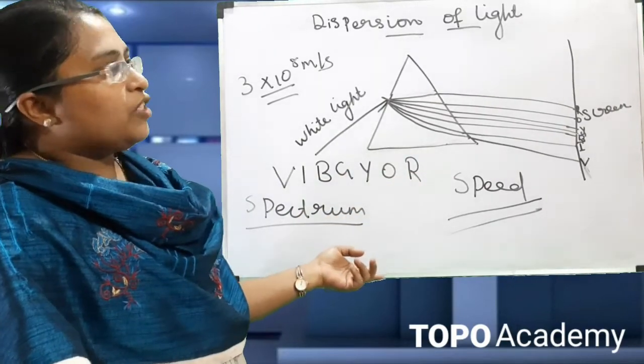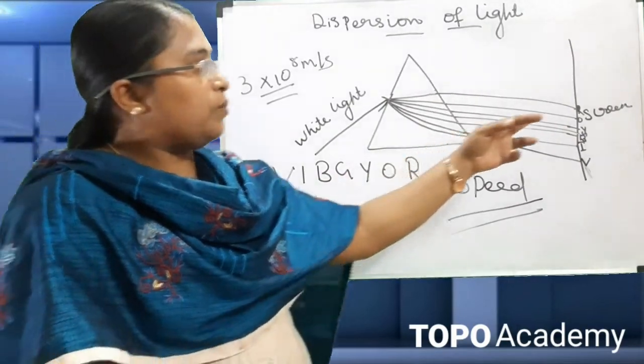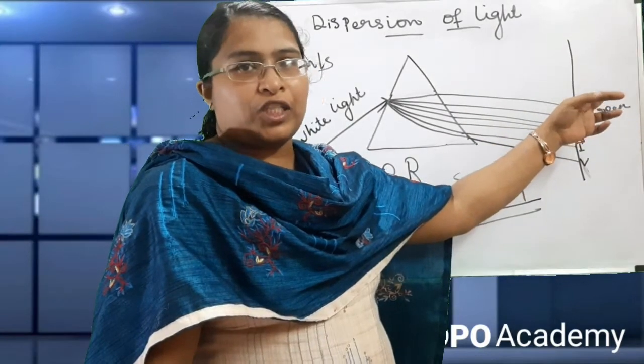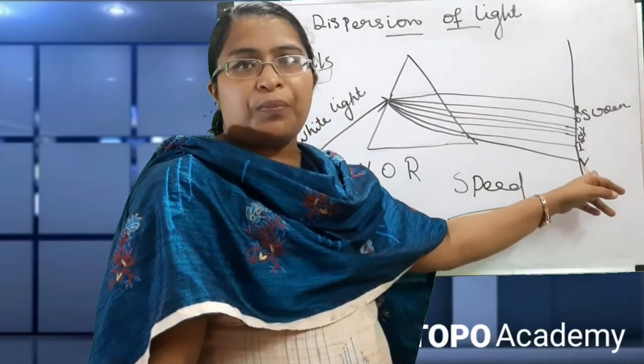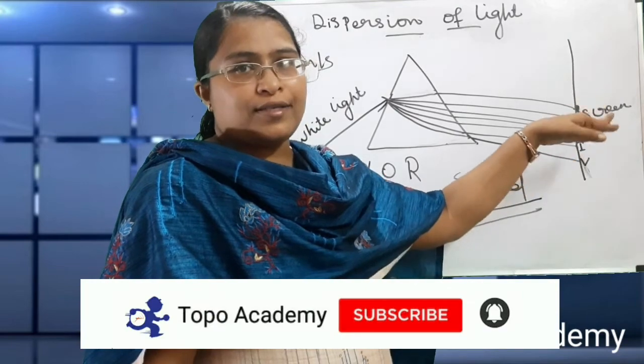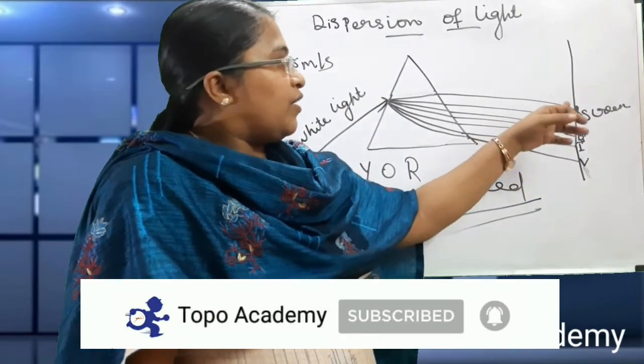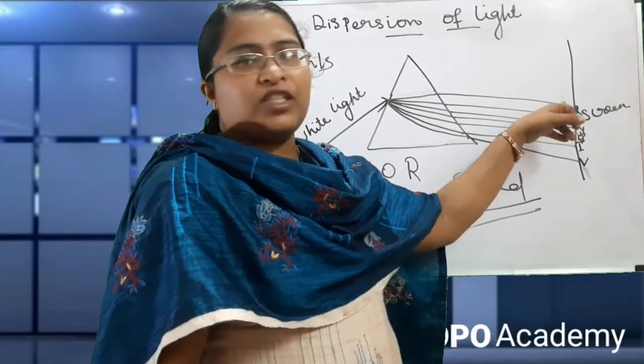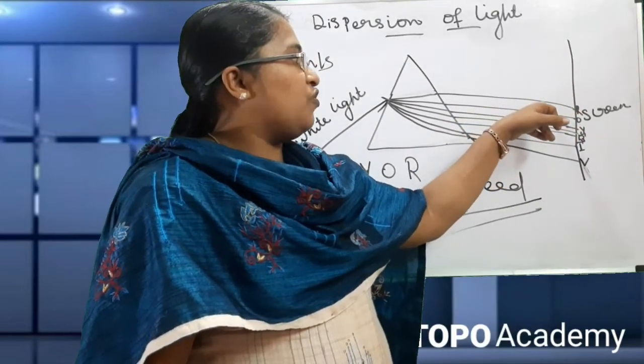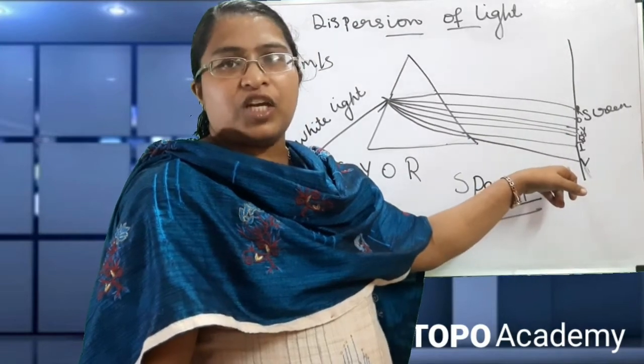So we can see which color is seen on the top part of the spectrum. The red is seen on the top part of the spectrum and violet is seen on the bottom part of the spectrum. All the colors are in between red and violet. What's the reason behind that? We can see the red has deviated less and the violet has deviated more.